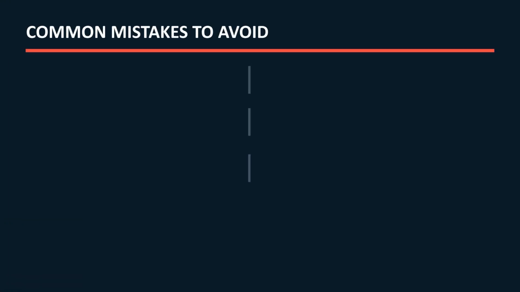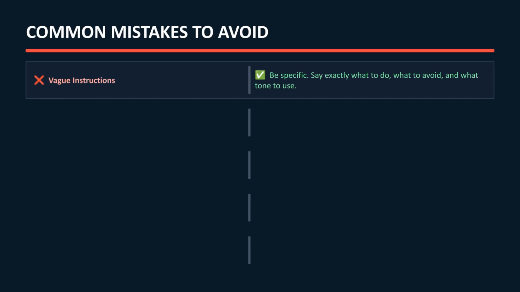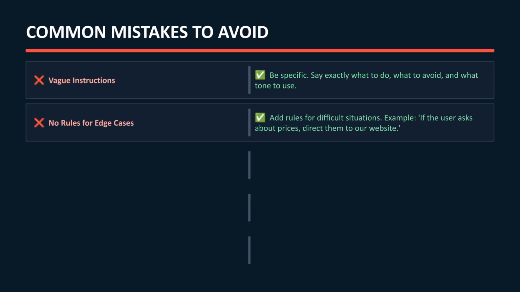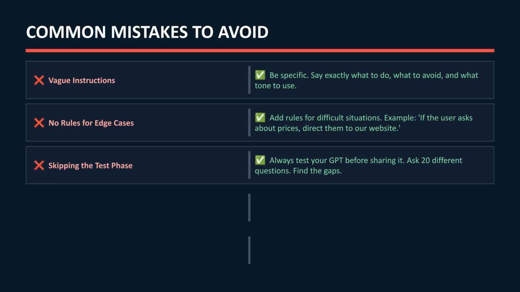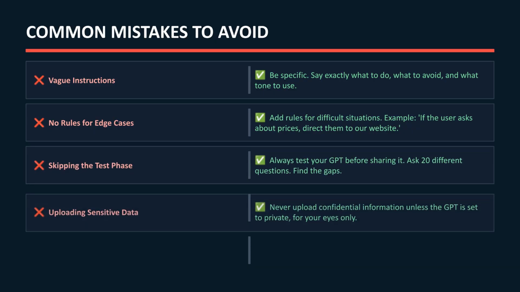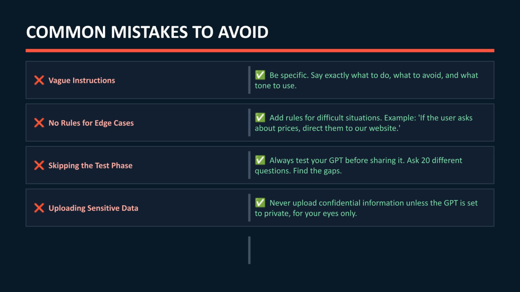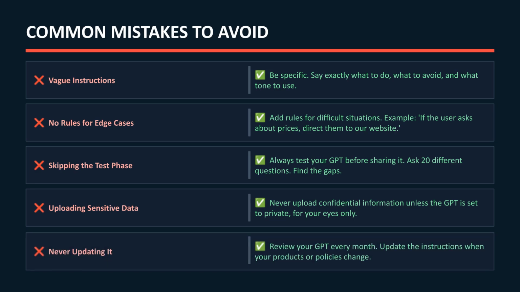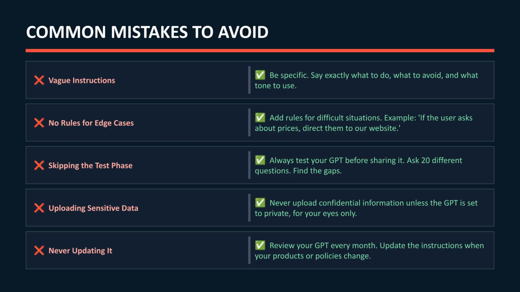Avoid common mistakes. Do not use vague instructions. Be specific. Add rules for difficult edge cases the GPT should not handle. Always test your GPT thoroughly before sharing it. Never upload sensitive data unless your GPT is private. Finally, update it regularly, especially when policies change.